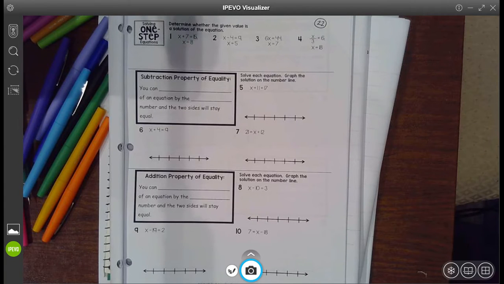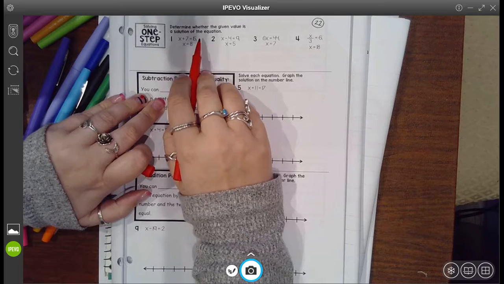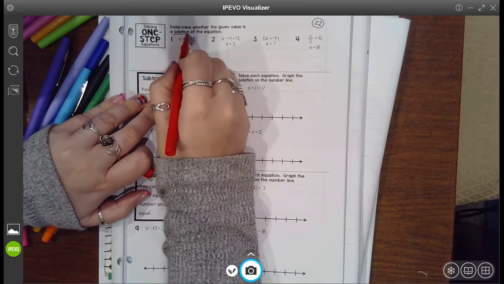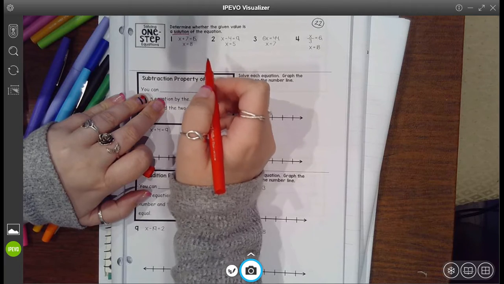Hello, my little mathematicians. Today we're going to go through all the different types of one-step equations that we can solve. But before we do that, we're going to review how do you determine whether the given value is a solution of the equation. So to determine if it's a solution, you're basically just checking to see if what they think the answer is is correct.